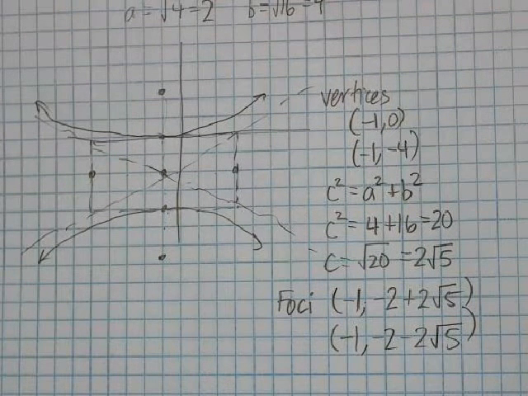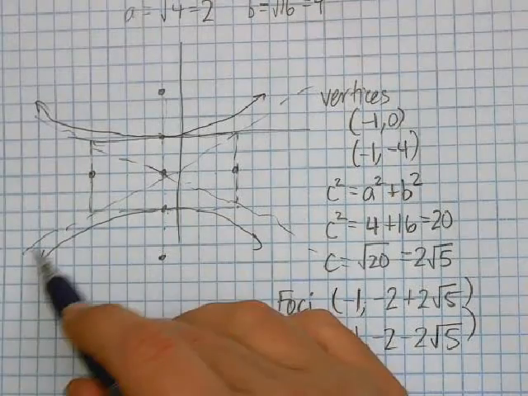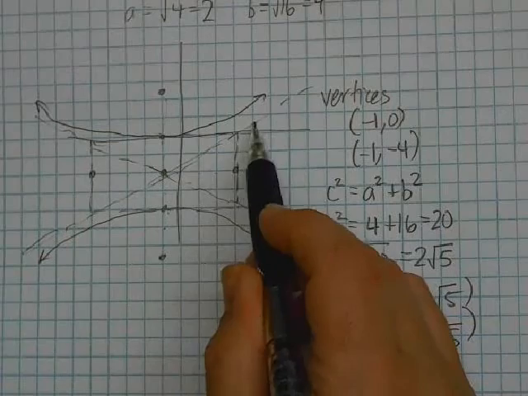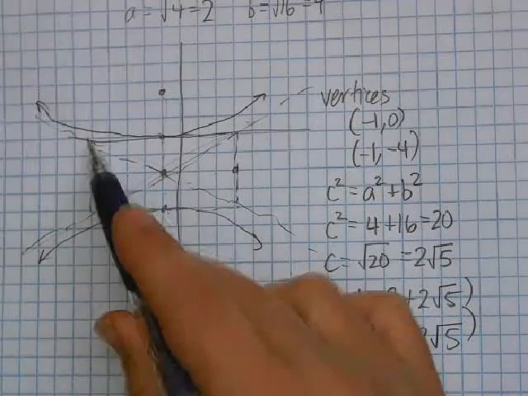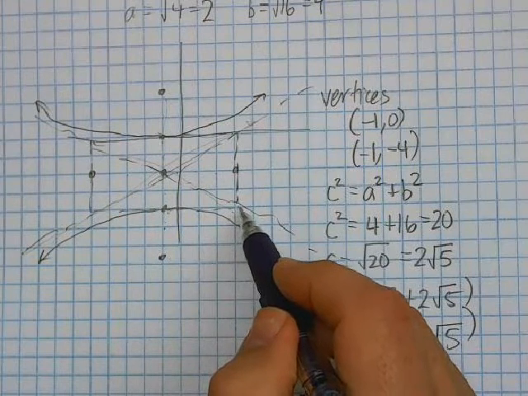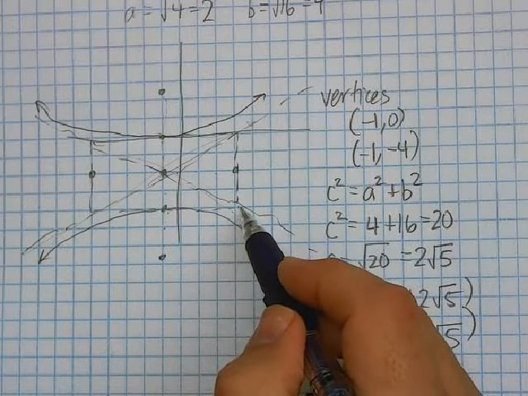Now, the question asked for the asymptotes, so I'm not going to probably ask for an equation on the semester final exam, but you just find the slope, find a point on the line, and just write the equation in point slope form.